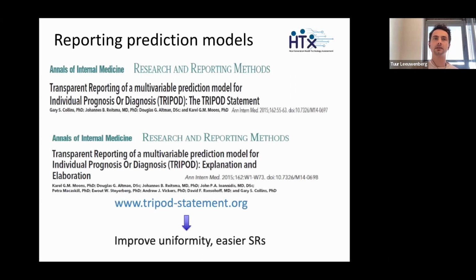Yeah, so to ensure this proper reporting, there are different reporting guidelines available. And this makes it a bit easier to do a systematic review also. So when you develop a model, it is recommended to follow these reporting guidelines.